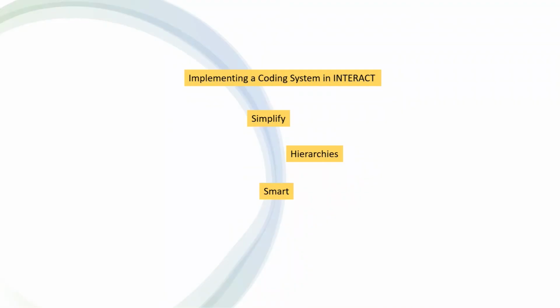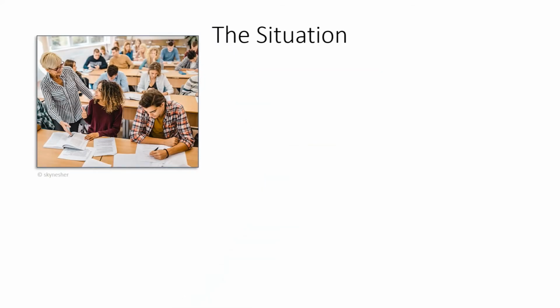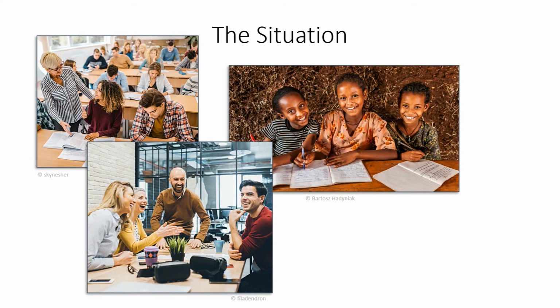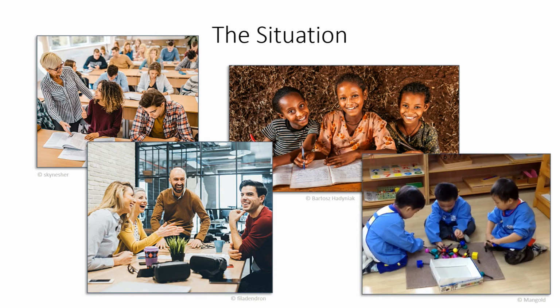Hi, in this video I want to show you how to implement a coding system in Interact, how to simplify it, create hierarchies, and finally make it a smart and easier to use coding system. Imagine the following situation. We, for example, observe teaching and training, group meeting, or collaborative working, or a child play. Now for all those situations, I could use the following coding system.